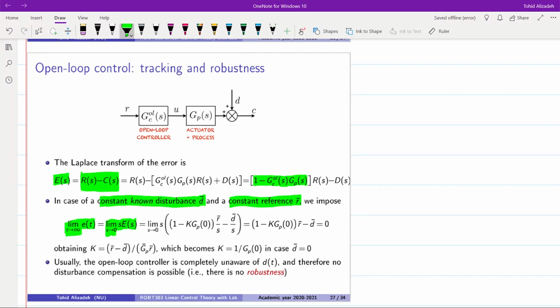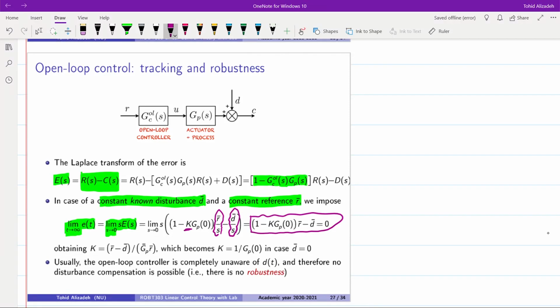And then if we replace R and D by their equivalent Laplace transform form, so R bar over S and D bar over S, and since we are considering the steady state case, for the controller we assume that we have K as the DC gain. Then we will obtain the error term in the steady state being equal to (1 minus K times GP at 0) times R bar minus D bar. And obviously we want to have it equal to 0.